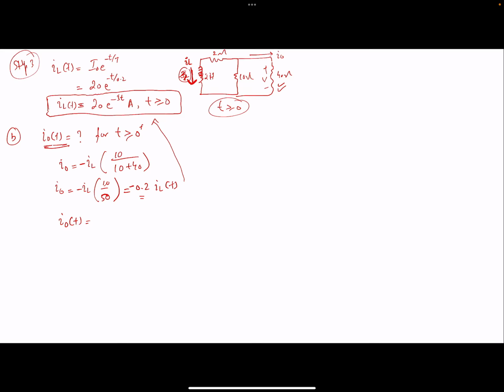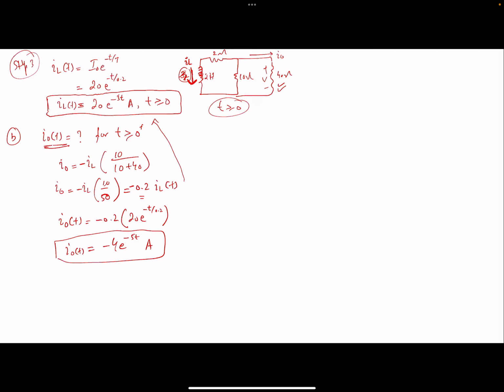Okay, so minus 0.2 times IL, which is 20 e raised to power minus t over tau, which is 0.2. You will be left with minus 0.2 times 20 minus 4 e raised to power minus 5t amperes, right? This is the value of the I naught that you would get.